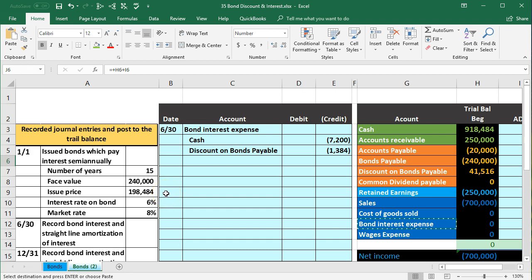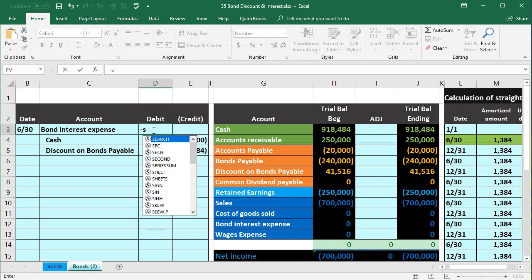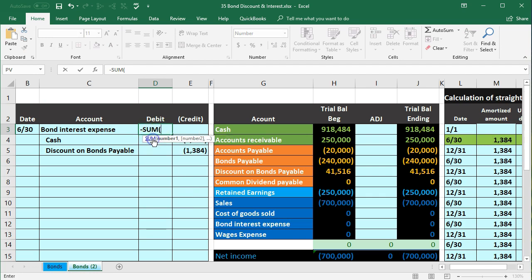And the reason for that is a difference in interest rates between the market and the bond rate. So therefore, we're going to put this difference to interest, and we're going to record it into interest as we go through the bond term. So we're going to add these two up. I'm going to do that with our negative sum formula. It's going to be 8,584 in D3, negative SUM. Double click the sum function.